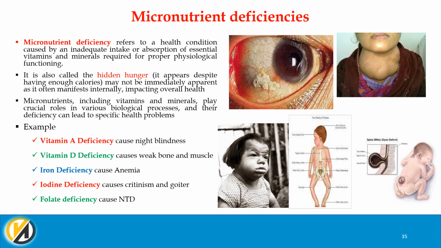Micronutrients, including vitamins and minerals, play a crucial role in various biological processes, and their deficiencies can lead to specific health problems. For example, vitamin A deficiency causes night blindness. Vitamin D deficiency can cause weak bones and muscles. Iodine or iron deficiency causes anemia. Iodine deficiency can cause cretinism and goiter. Folate deficiency, especially at the early stage of human life, will result in neural tube defects.